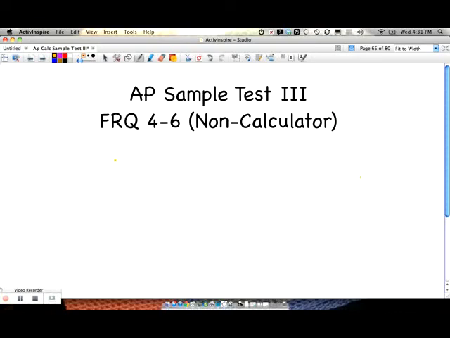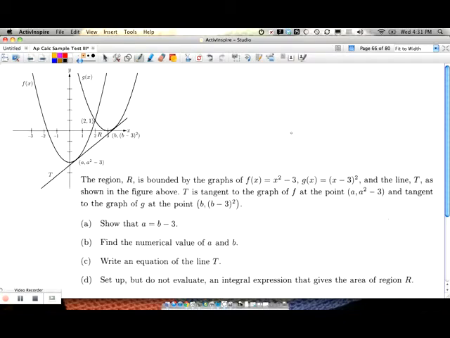The final video of AP sample test number 3 is what we're going to be looking at today. This is non-calculator. You can have your calculator out if you want to check something, but we shouldn't be using it. We should be able to do all of this by hand. Let's go ahead and jump right into it.